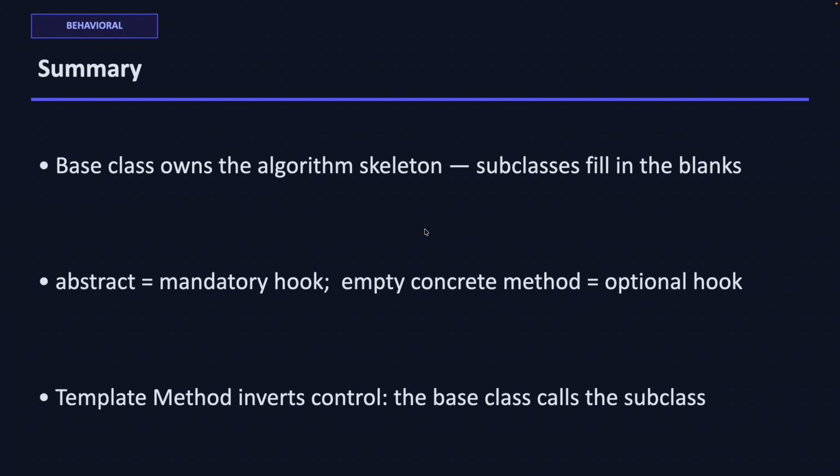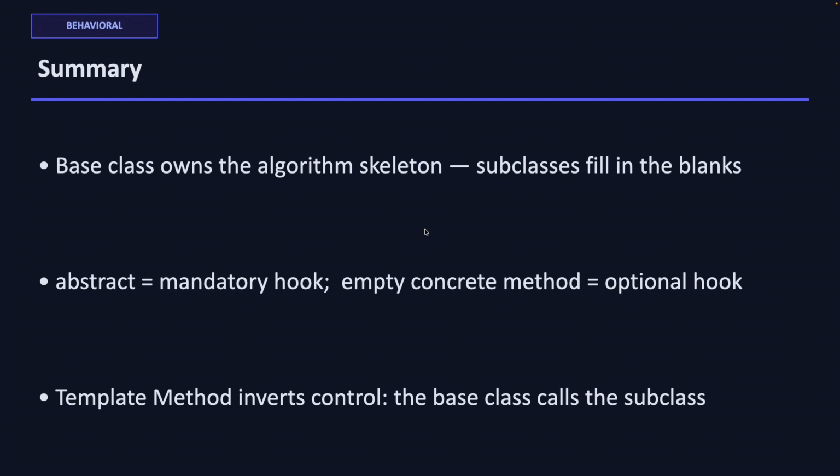In summary, there's just three things to remember. The first one, the base class owns the algorithm skeleton. All the subclasses fill in the blanks. The template method is concrete. The hooks are just abstract or optional. The second one is thinking about abstract methods as mandatory hooks. Empty concrete methods are optional hooks. The distinction matters. One will enforce the contract, the other just offers an extension point.